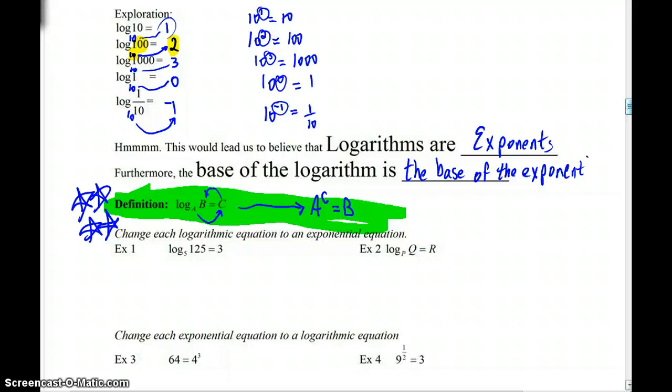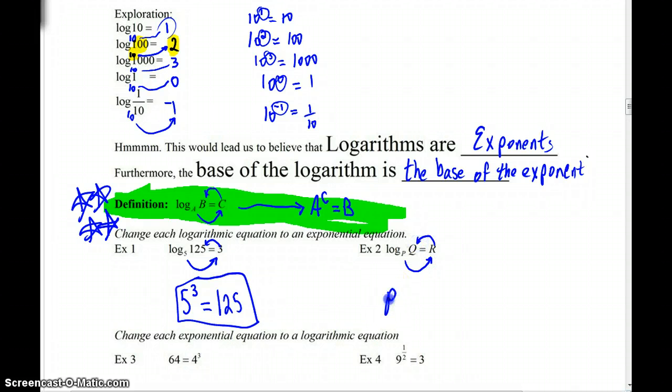Well, some of these problems are going to be ridiculously short. Look, it says change each logarithmic equation to an exponential equation. Well, you know what? Let's make a log circle. We could say 5 to the third power equals 125. We are done. Look at number 2, far more abstract, but we'll say p to the r power is equal to q.